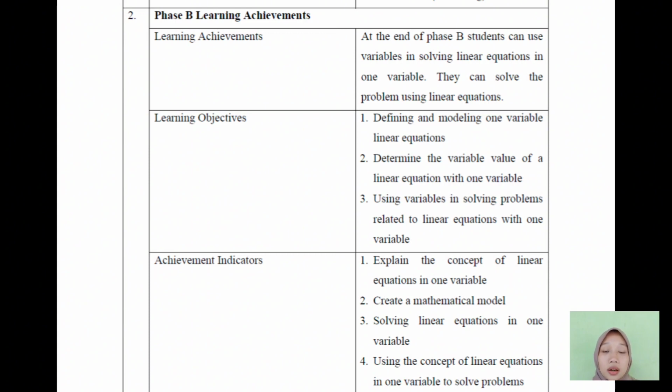From the learning achievement, learning objective, and achievement indicator, do you have any question? No? Okay, if there are no questions, we will go into the material.